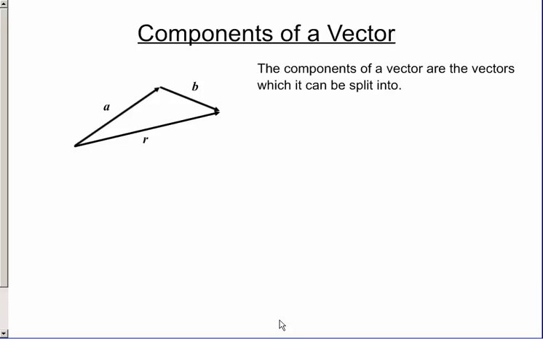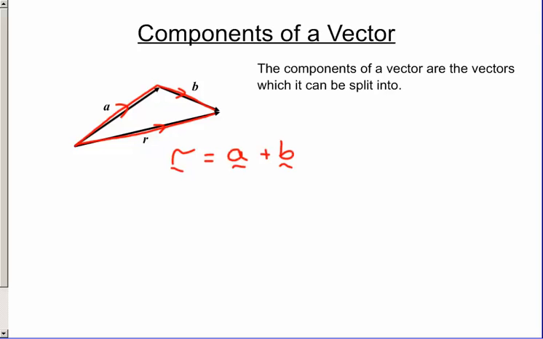In this video, we're going to look at the components of a vector. Now, the components of any vector are the smaller vectors that we can split up a vector into. So, for example, in this triangle here, we can see that this vector along here, r, is actually equal to a plus b. So r equals a plus b.